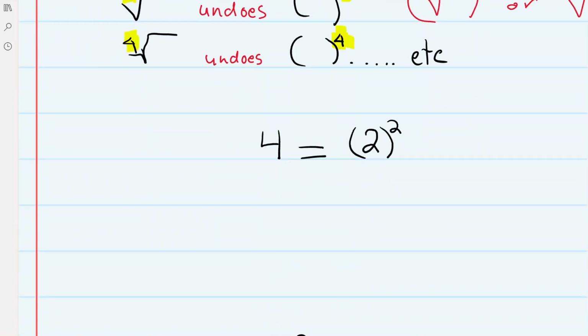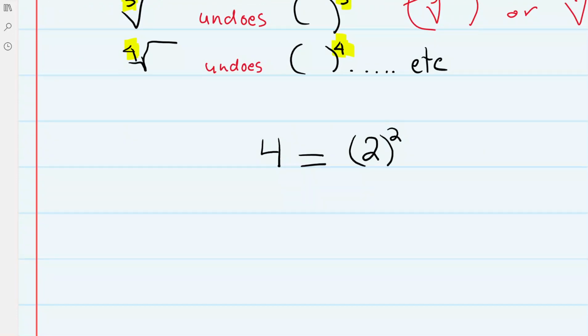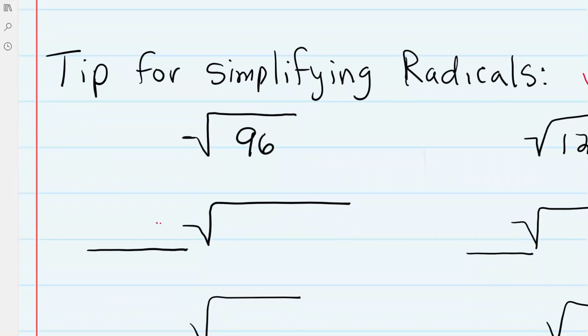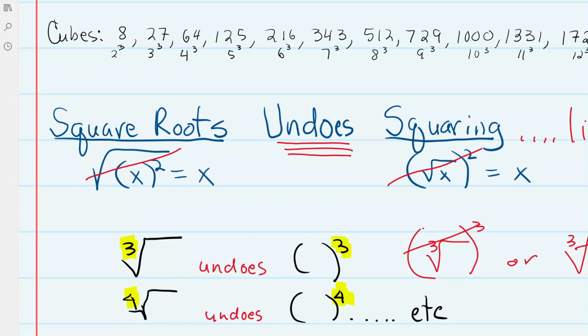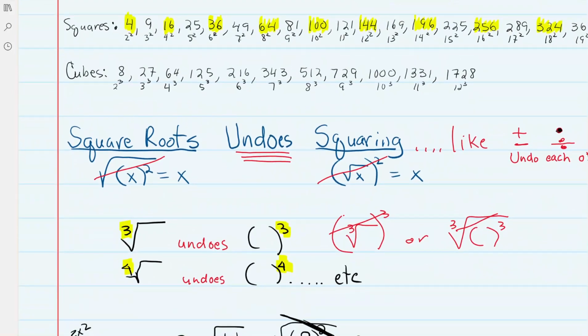So let's give you an example. 4 is equal to 2 squared. Remember, 2 squared is just another way to say 2 times 2. Well, if you take the square root of 4, that's equal to 2. And actually, it could be positive or negative, but we're going to stick with the positive version. If you take the square root of 2 squared, the square root and the square undo each other, and that leaves a 2. So the tip is, when you're simplifying radicals, have a list of perfect squares handy.